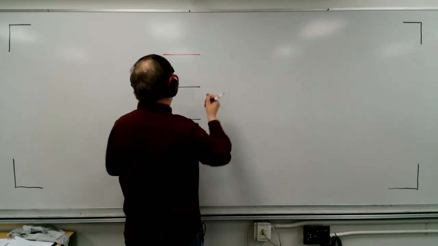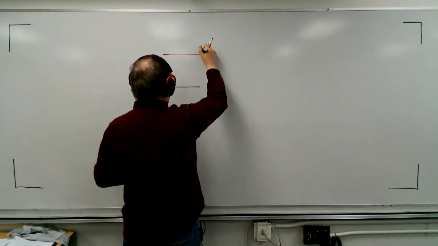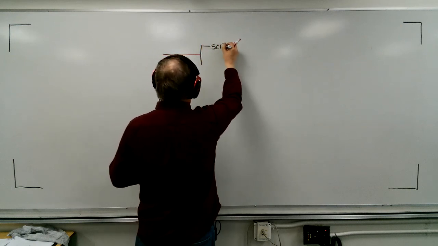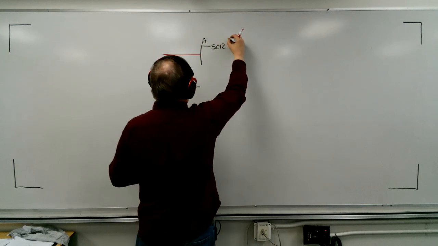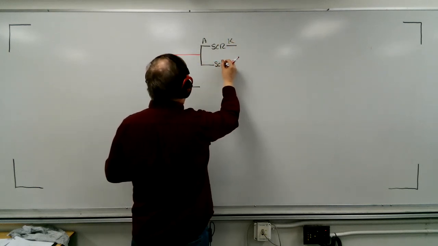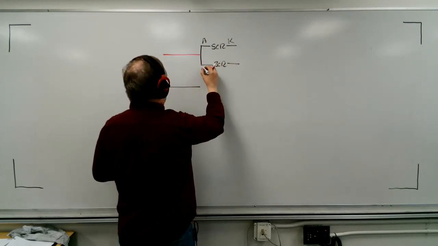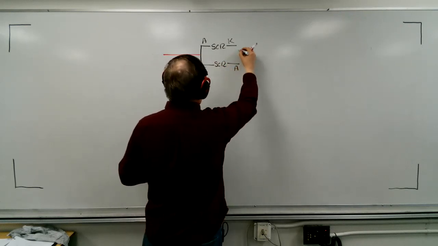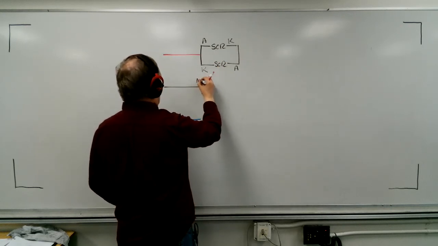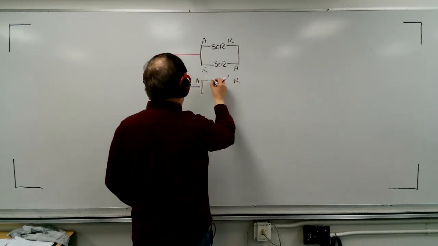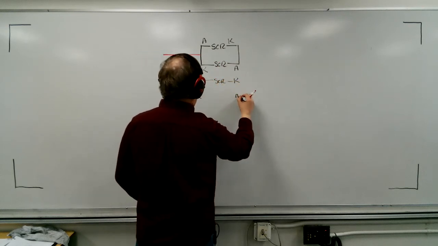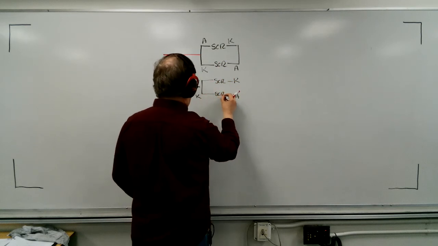And so I would basically split this like this, and I would have an SCR here, and this would be anode, cathode. And I'd have another SCR here, and this one would be cathode, anode. And I'd do the same thing here. This would be anode, cathode, SCR. This would be cathode, anode, SCR.